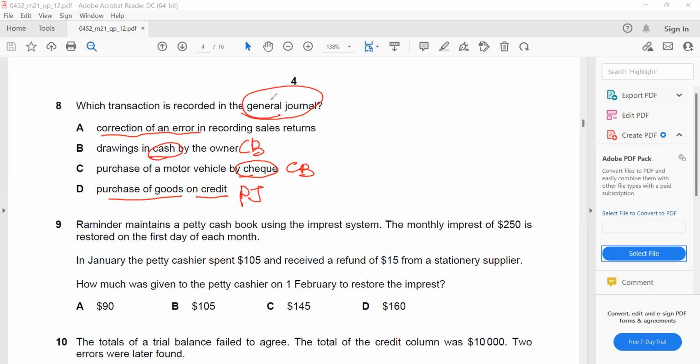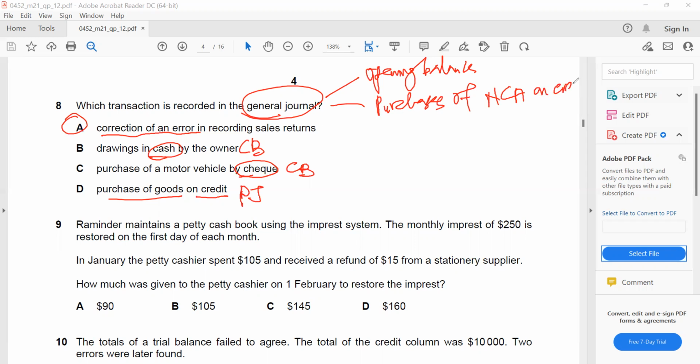So this one, general journal. Correction of error is one of the functions. Other than that, the opening balance can also use the general journal. If you have purchases of non-current assets on credit, that means you didn't pay immediately, this can use the general journal. If you have any year-end adjustment, also use the general journal. Okay, next. So this is the answer for it.